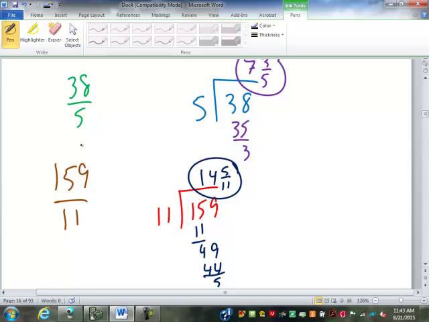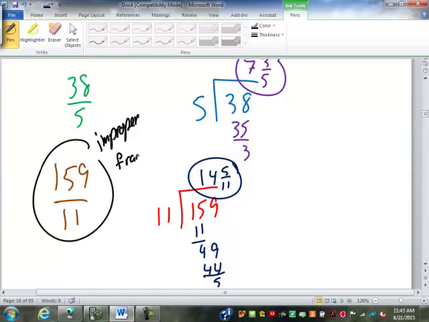This right here is what we call an improper fraction. Now the word improper implies that there's something wrong with it. There really is nothing wrong with it at all. In fact, there are times that we prefer it in that form. It's just called improper because we don't like having the numerator bigger than the denominator.